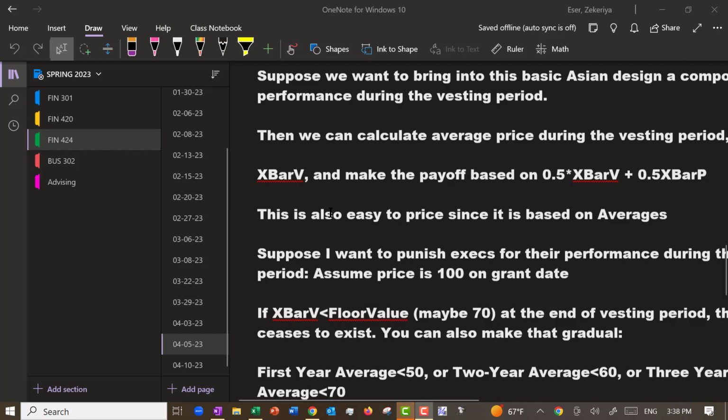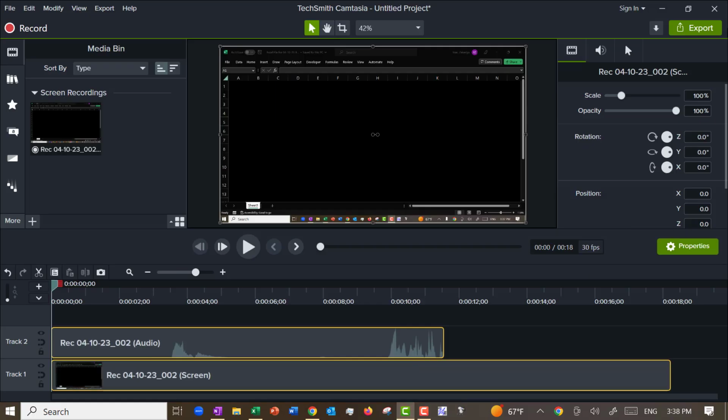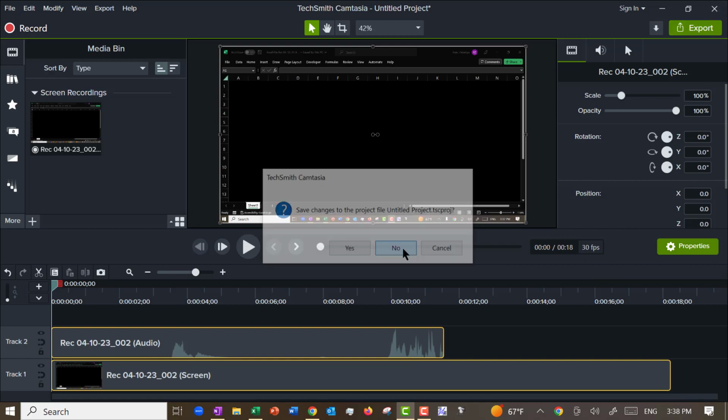We started talking about different kinds of designs on executive stock options. It had two main themes. One was using averaging components in the payoff, and two, basically knocking the options out of existence if certain performance criteria were not achieved during the vesting period. Let me close this one.